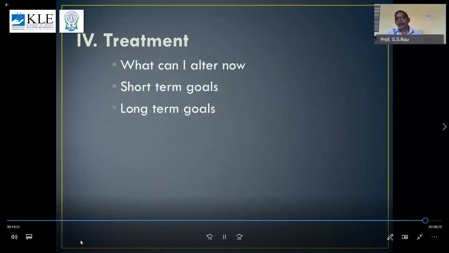Treatment, what can I alter now? Can I alter the tone? Can I alter the balance problems? Can I get the midline orientation proper? You start making short-term goals and then long-term goals.